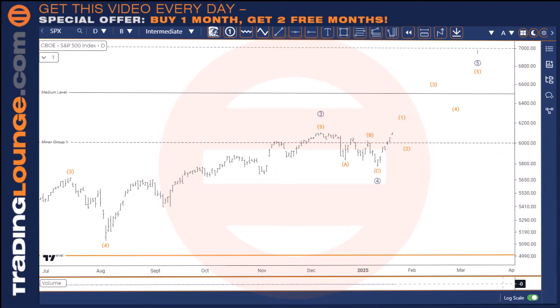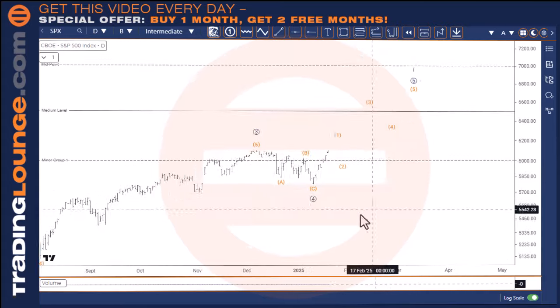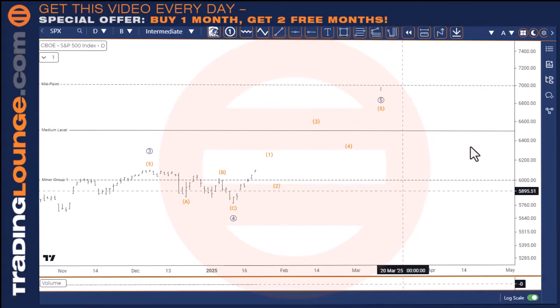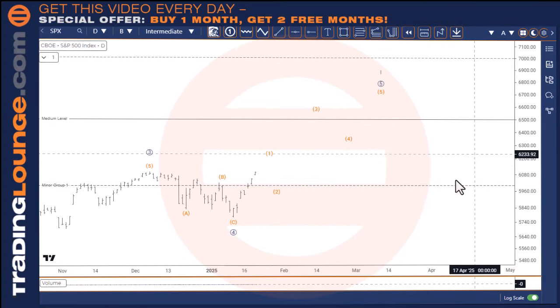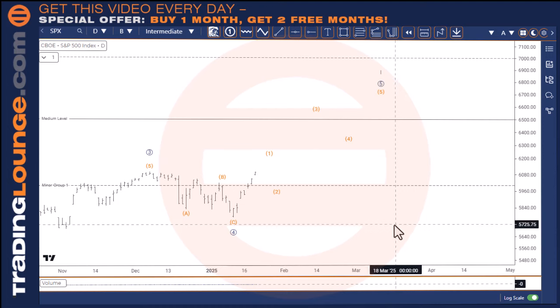Welcome to Trading Lounge and the indices. Here we're looking at the SP500, the SPX, and we're looking at wave 4 going up to wave 5. I'd like to look at the S&P and the NASDAQ, same direction, much the same count, but just a slight little difference.